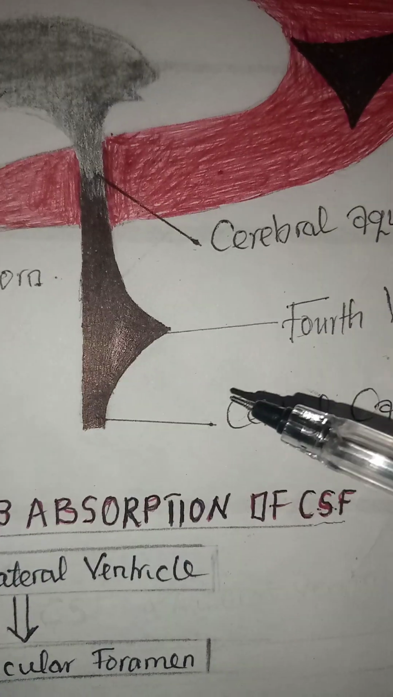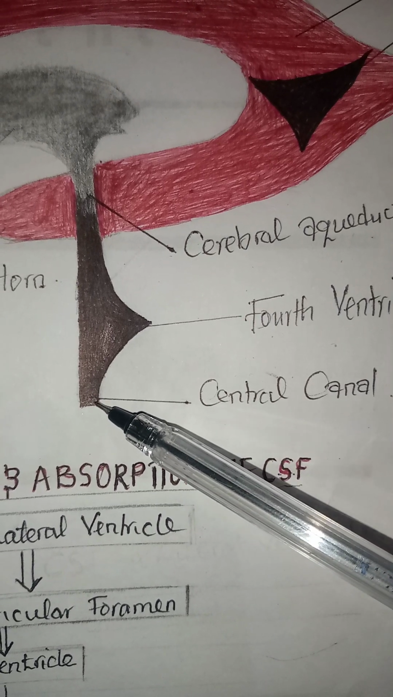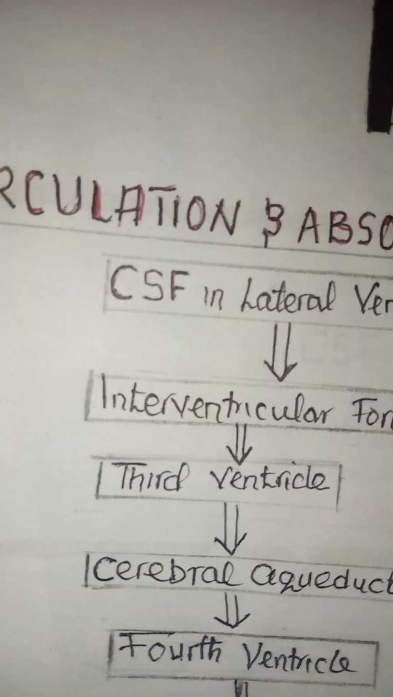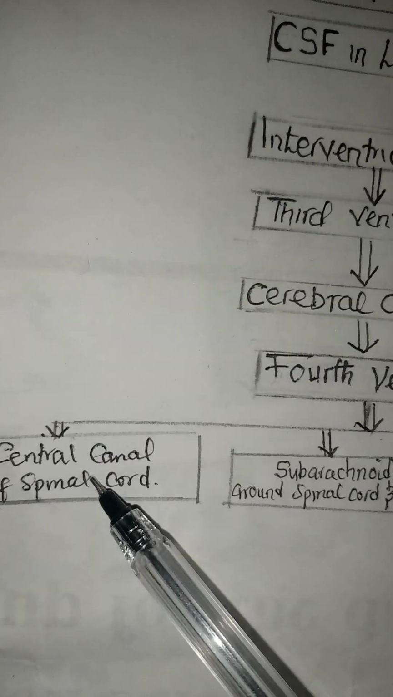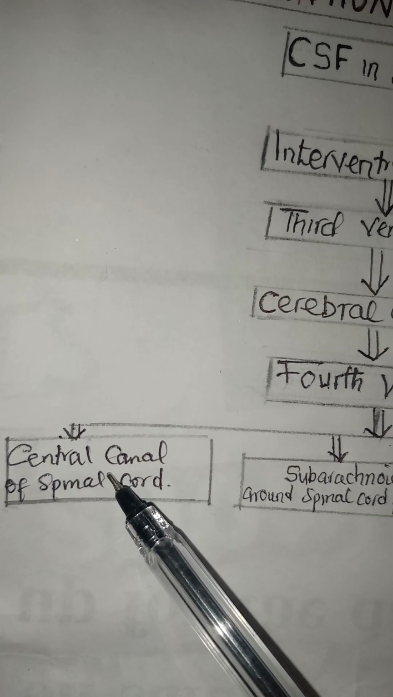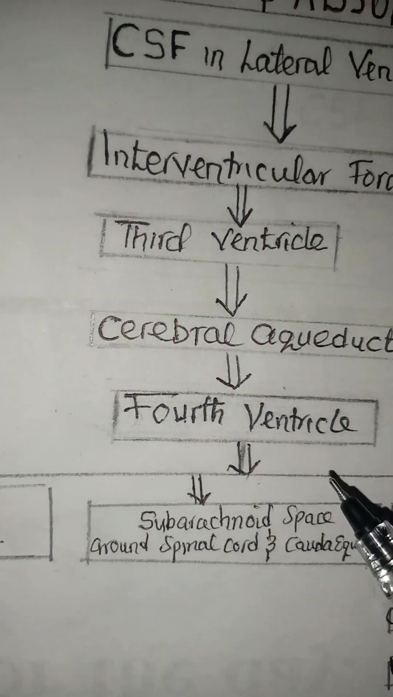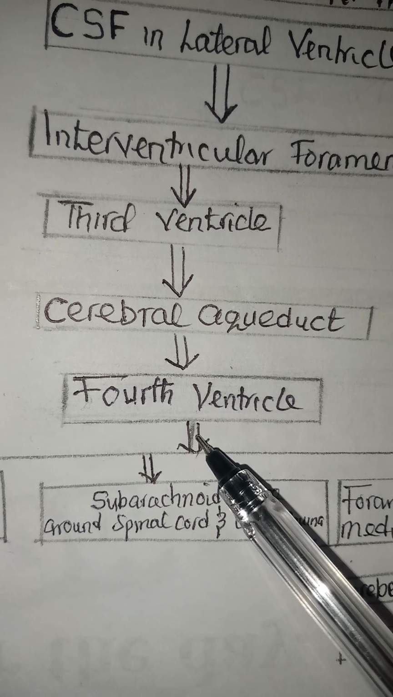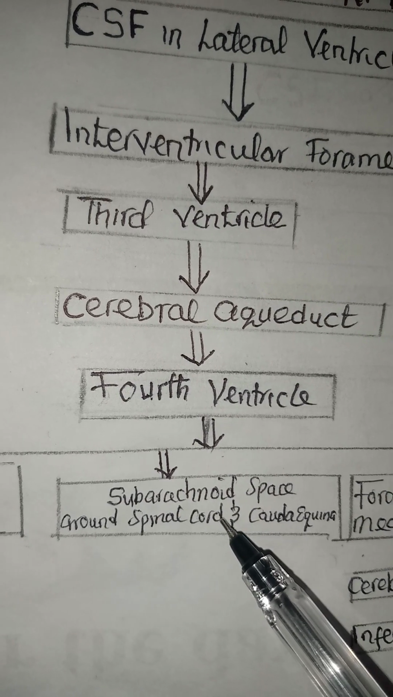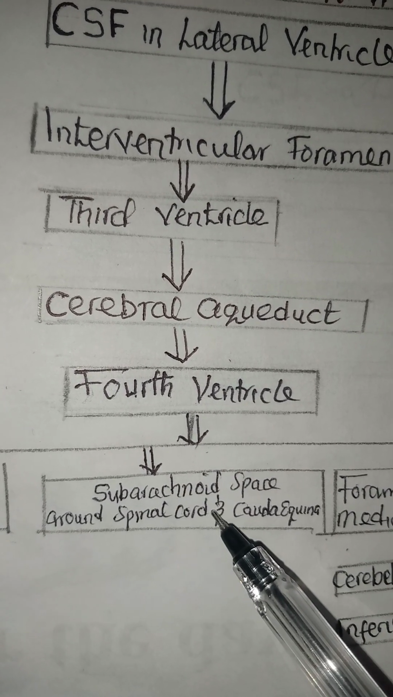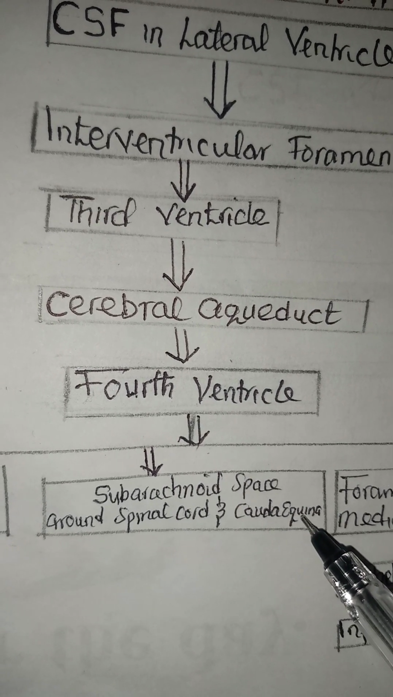Remember we said the fourth ventricle, on its posterior inferiorly, becomes continuous with the central canal of the spinal cord. So it is basically draining its cerebrospinal fluid into the central canal of the spinal cord. Not only the central canal of the spinal cord, it is also draining its content, which is the cerebrospinal fluid in this case, into the subarachnoid space of the spinal cord, the subarachnoid space around the spinal cord, as well as the cauda equina.